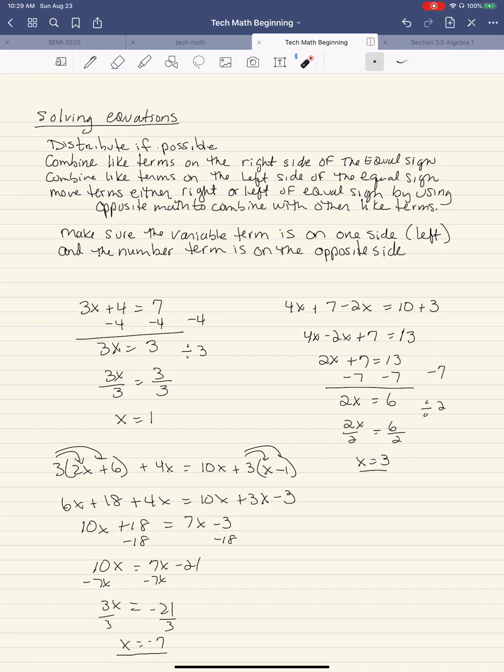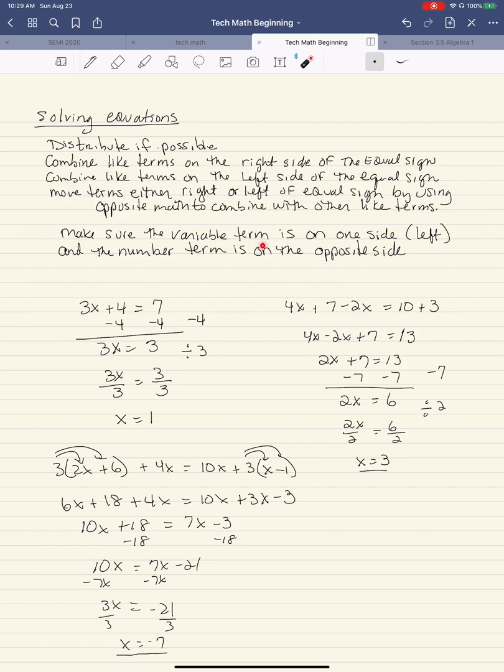Solving equations. The purpose of solving equations is to get the variable all by itself on one side of the equal sign. Some important steps. Distribute, if possible. Combine like terms on the right side of the equal sign. Combine like terms on the left side of the equal sign. Move terms either right or left of the equal sign by using opposite math to combine with other like terms.